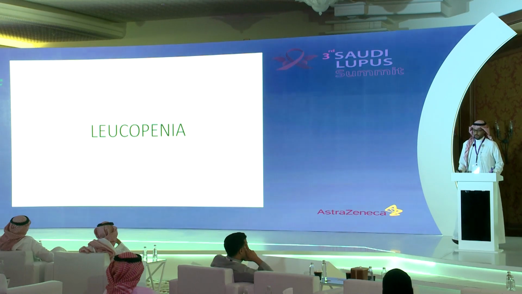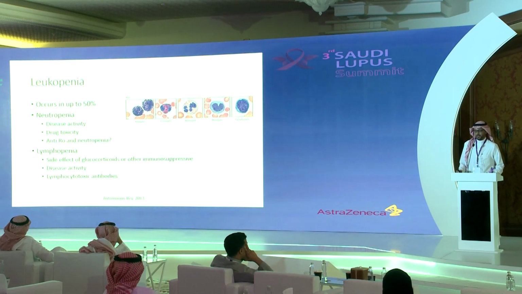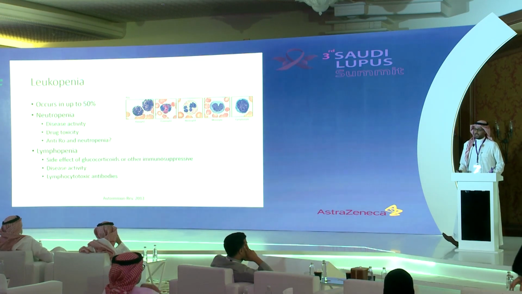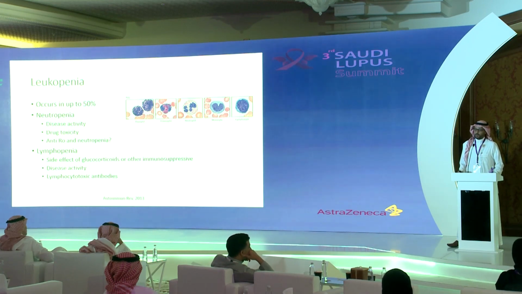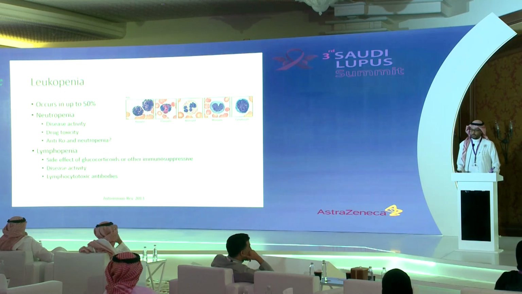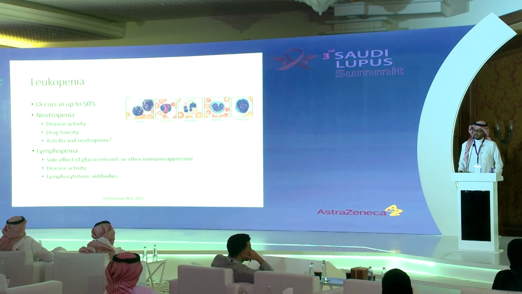Shifting gears now to WBCs, leukopenia. This is an interesting part because it's not uncommon to find patients with leukopenia in lupus. It might happen in up to 50%, and if you follow them enough, it could actually be higher. The main two components would be the neutrophils or the lymphocytes. For neutropenia, again, some would suggest that it might correlate with disease activity due to specific antibodies against the neutrophils. Drug toxicity is also something that you should consider. There is also an interesting phenotype: they found that patients who have a positive anti-Ro antibody tend to have more neutropenia, so maybe this is a phenotype that deserves to be explained.